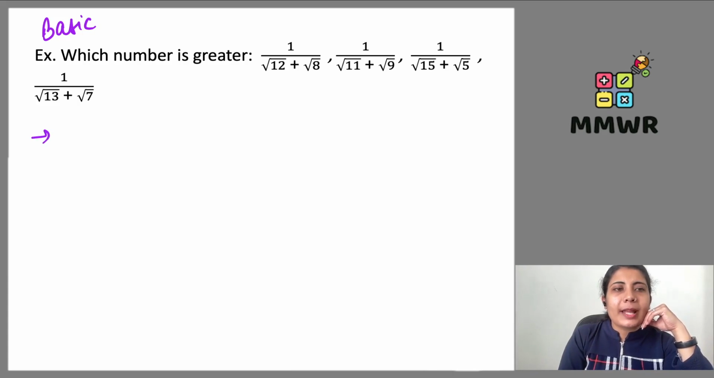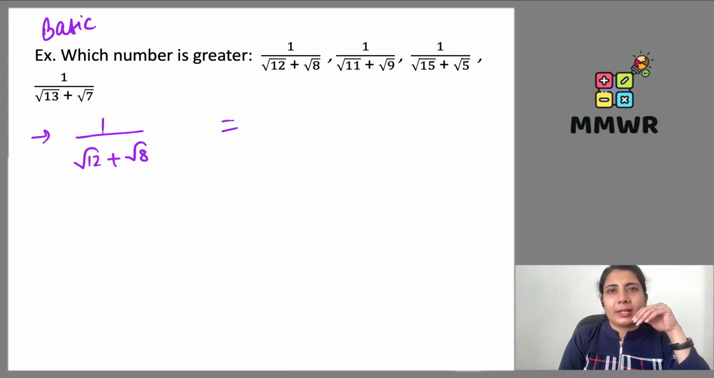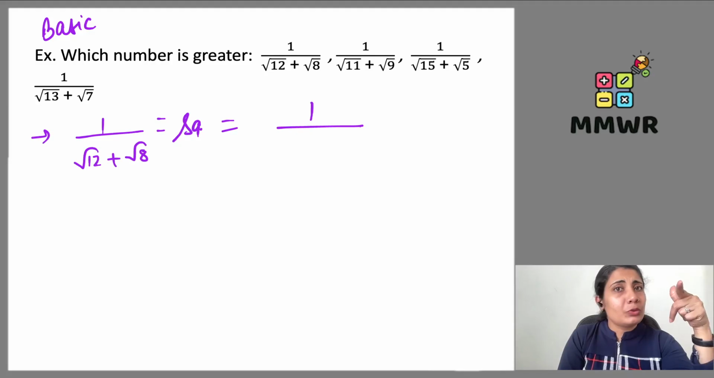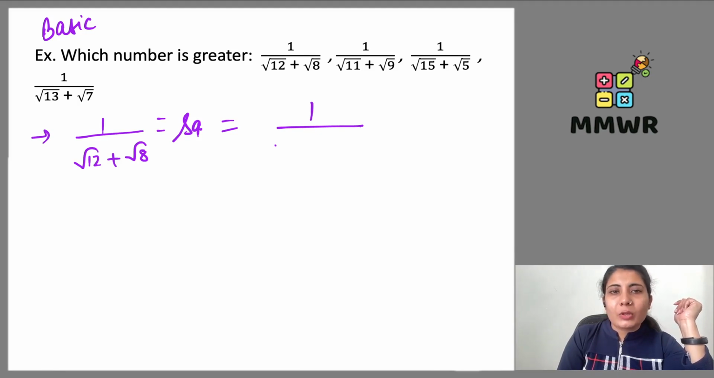So the first number I have is 1 upon root 12 plus root 8. यहाँ पे just opposite करेंगे. What will we do here? We'll apply the exact reverse method. Why will we do that? Because when I take the square here, 1 upon root 12 square is 12 plus root 8 square is 8, 12 plus 8. Okay, square I am doing.